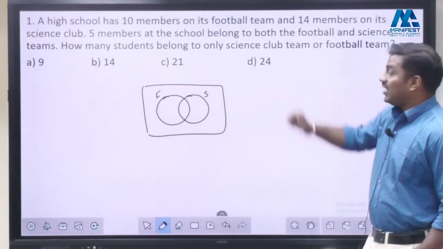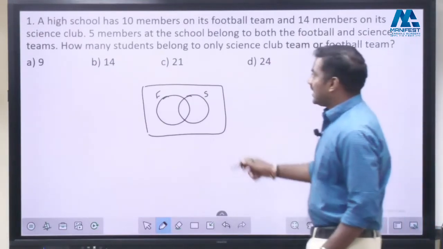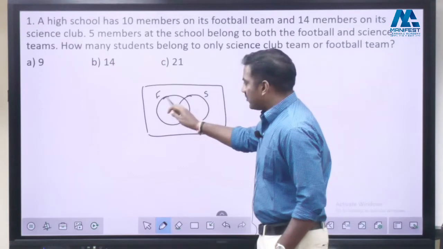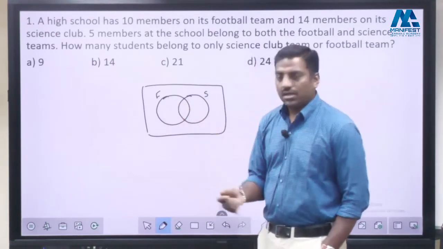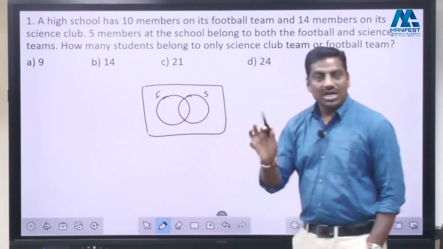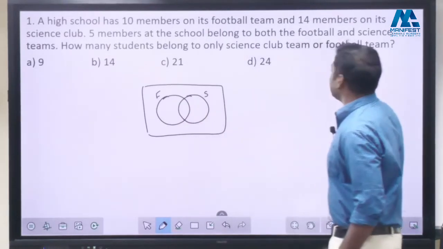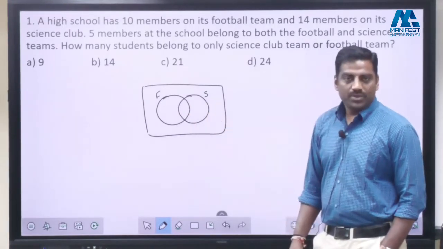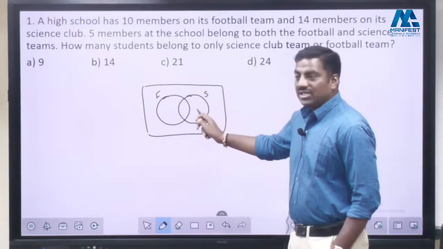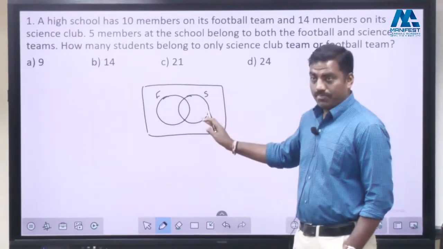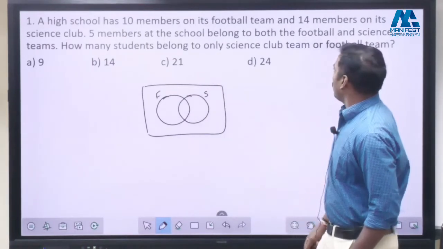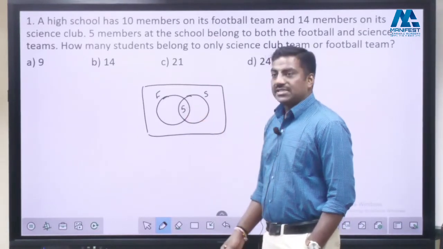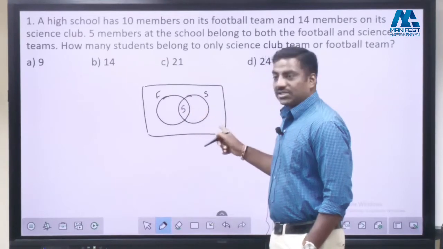Yes, but I can't fill 10 immediately because it says a high school has 10 members on its football club. That means they are giving the count of this entire circle. Where do you put 10? Here or at the center? You can't put. And even for science club, 14 members have to be put in this circle. But we don't have exact number of these two sectors. So we can't fill them. So 5 members at the school belong to both football and science. So where shall I put this? Now my job is getting easier because I am left with the individual sectors.